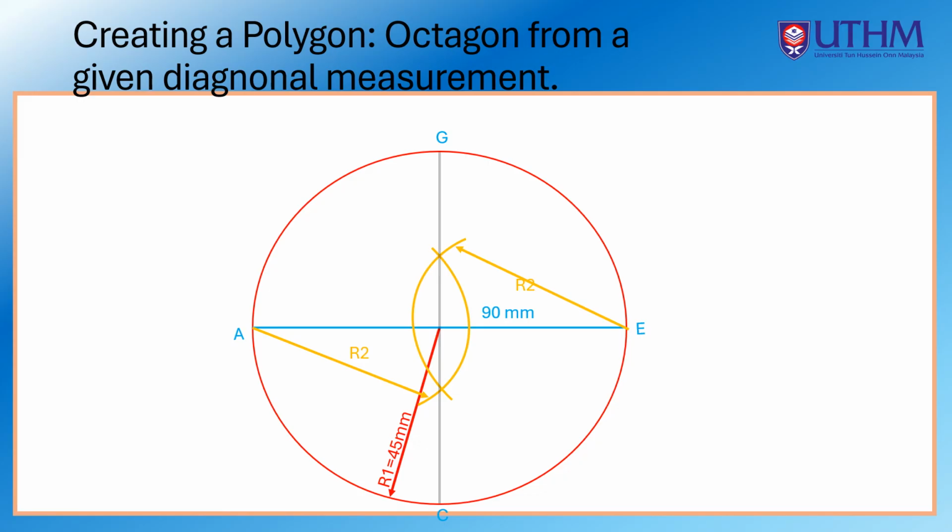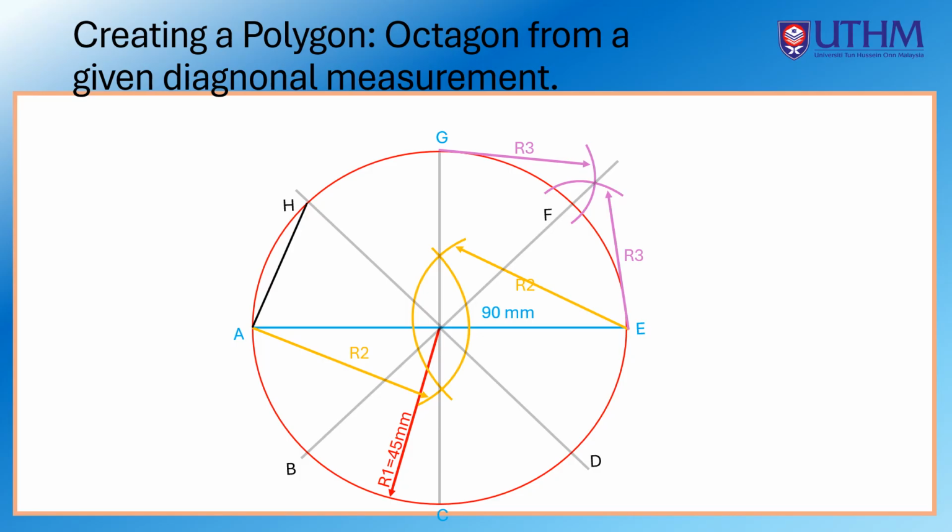Next, each of the circle quadrants is divided into two using the method that has been explained before to form points B, D, F, and H. Same method you use to get points D, B, and H. Connect all the points using a straight line to form an octagon. Now you have created an octagon.